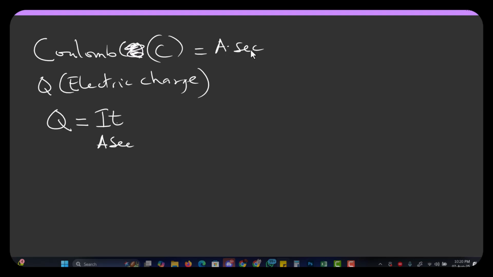And the dimension will be what now? Let's look at the dimension. I have it as ampere seconds, so the dimension is going to be capital I and capital T. But I think you write T first before you write your I. Remember the format that I told you.